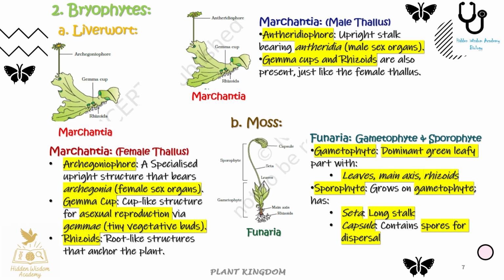Let's move to moss. For example, Funaria, have gametophyte and sporophyte. Gametophyte, dominant green leafy part with leaves, main axis, rhizoids. Sporophyte, grows on gametophyte, has seta, long stalk. Capsule, contains spores for dispersal.